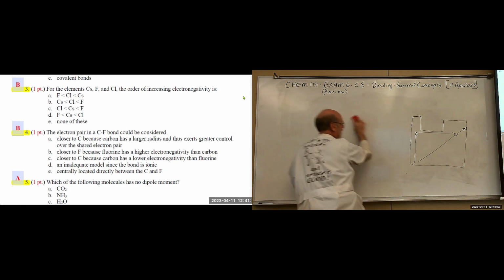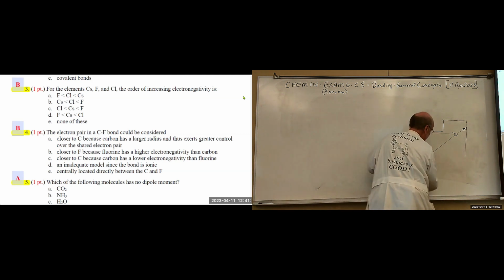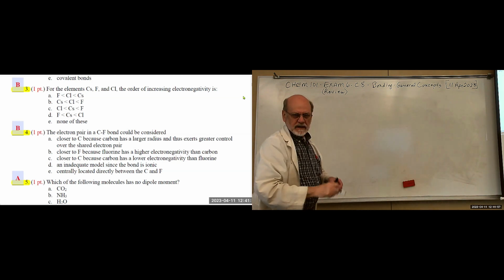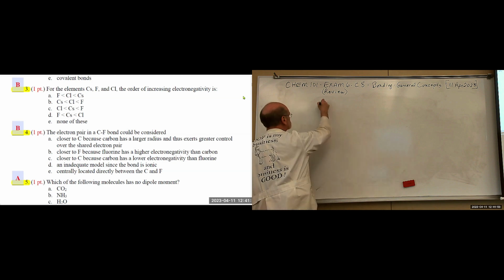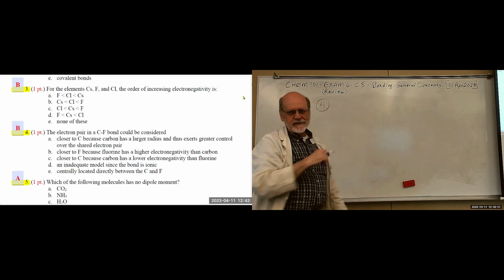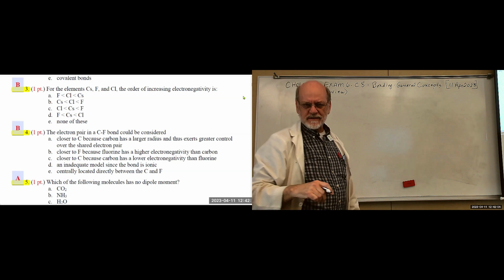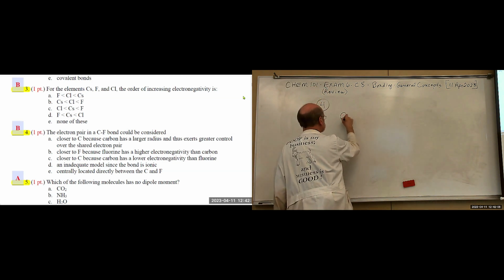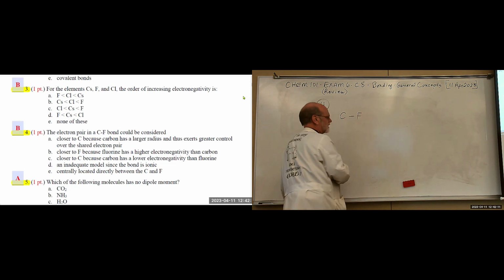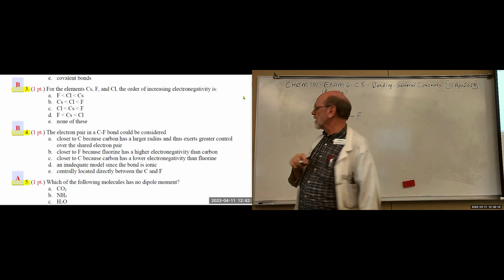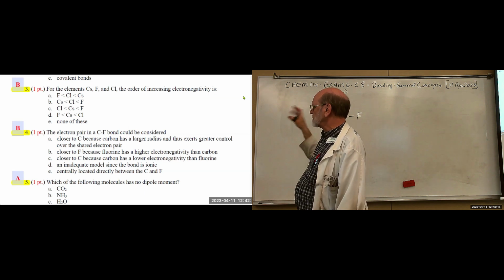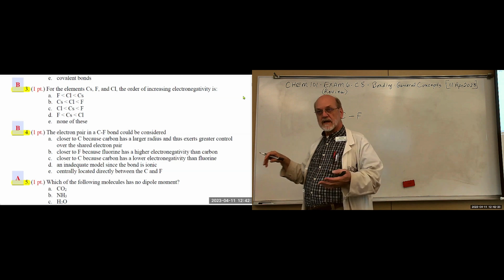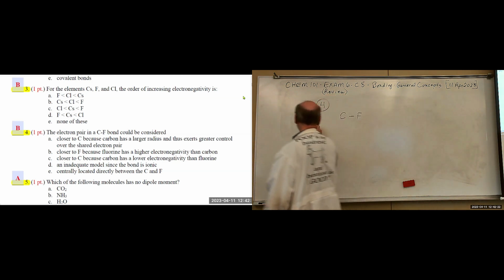All right. 4. The electron pair in the CF bond could be considered... Okay. First of all, they're both nonmetals. So we expect a covalent bond, right? From that.